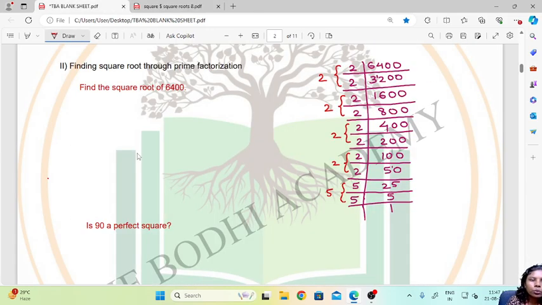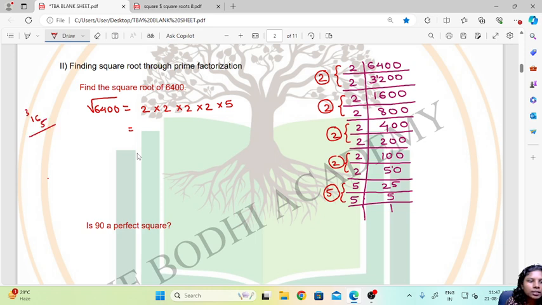So you have to write root of 6400 equals to, you have to write only these numbers. So 2 into 2 into 2 into 2 and into 5. So we'll have 2 multiplied by 2 multiplied by 2 multiplied by 2 into 5. So this is 2 2s are 4, 4 2s are 8, 8 2s are 16, 16 5s are 80. So 80.